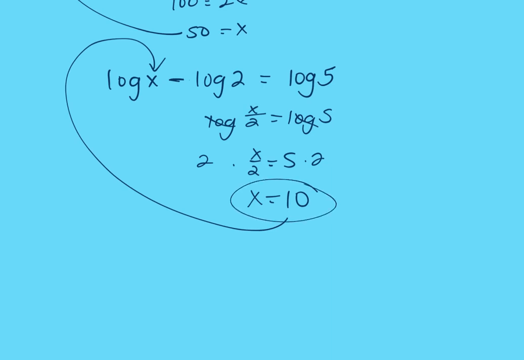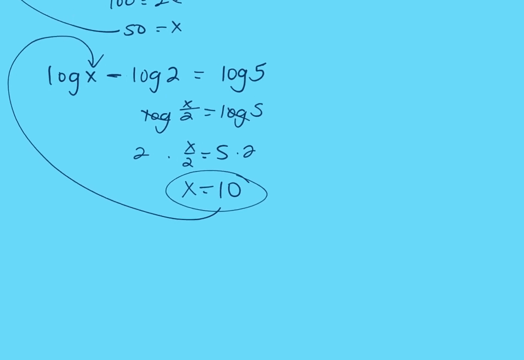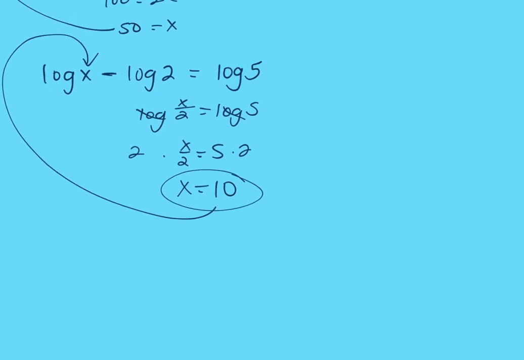Yep. No. You can only ignore if there's one on either side. Because if you x that out, it becomes x minus 2, right? You got to condense first. You can't eliminate the logs until there's only one on either side of the equal sign.